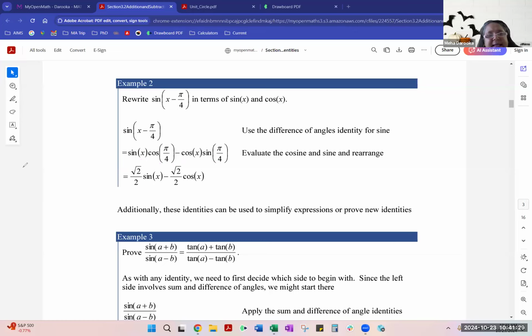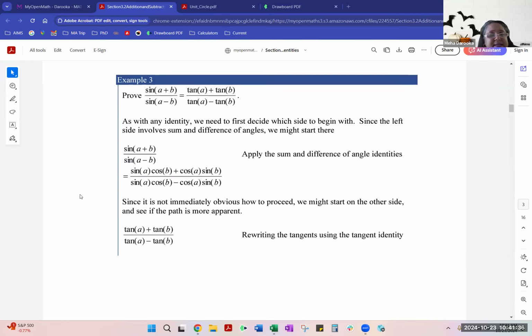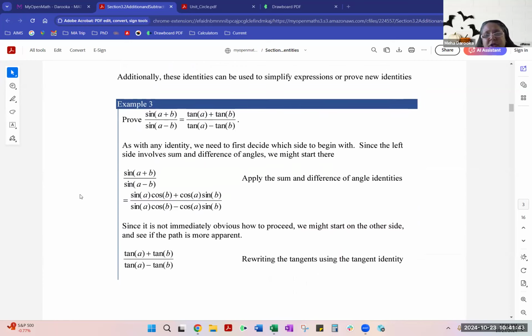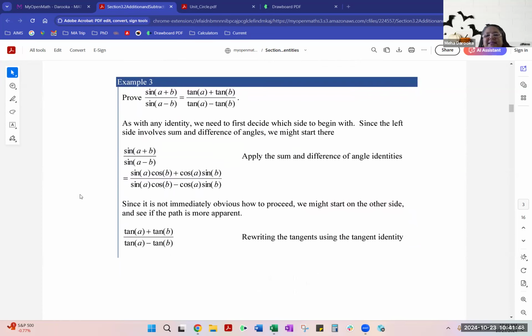So they are also saying the identities can be used to simplify the expressions or to try and prove new identities as well, kind of like we did at the beginning of this section, to use other identities to prove new ones. So in this one, they're asking us to prove that sine of a plus b divided by sine of a minus b is equal to tangent of a plus tangent of b, and that whole quantity divided by tangent of a minus tangent of b.